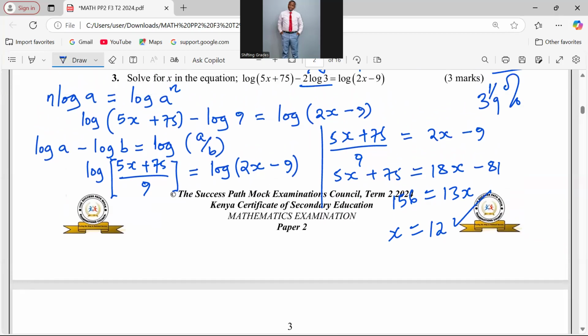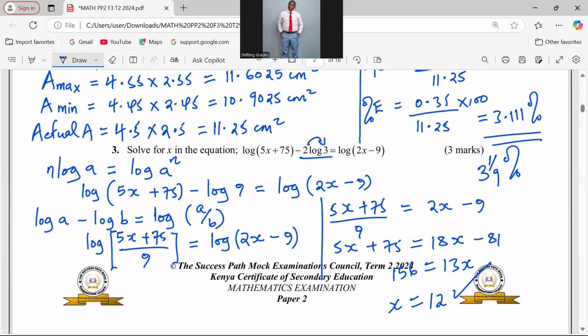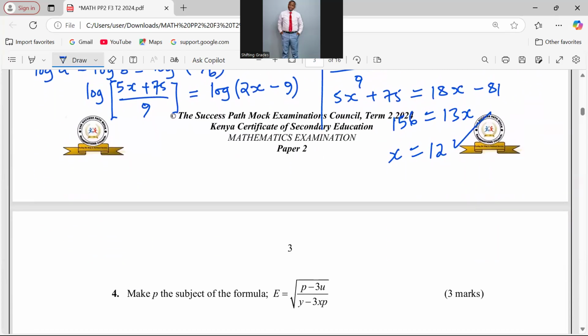Exactly 12. So that is how we work out that simple logarithmic equation.